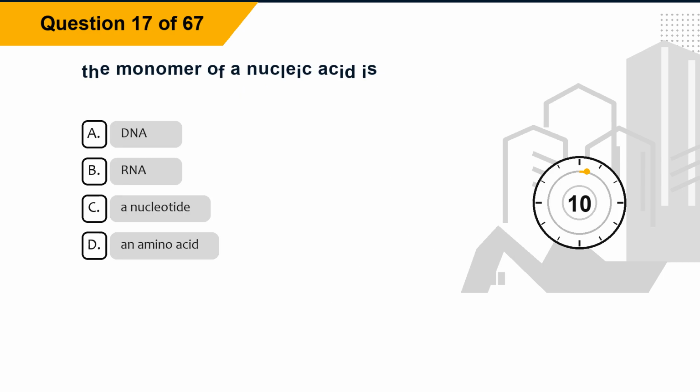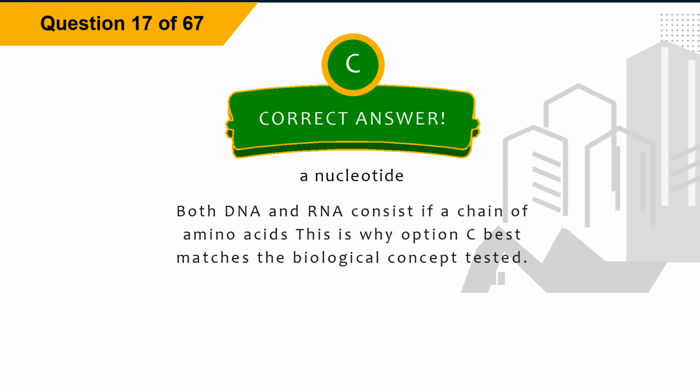Question 17. The monomer of a nucleic acid is option A, DNA. Option B, RNA. Option C, a nucleotide. Option D, an amino acid. The correct answer is option C, a nucleotide. Explanation. Both DNA and RNA consist of a chain of nucleotides. This is why option C best matches the biological concept tested.